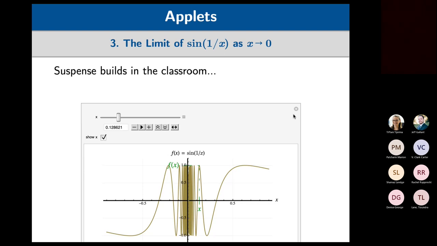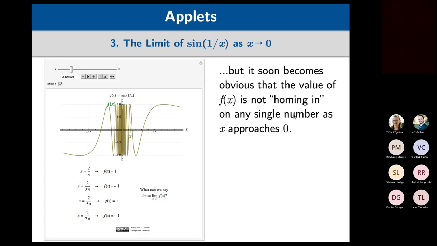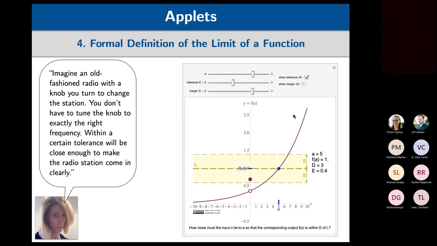As we're talking, suspense builds. And it soon becomes obvious that the value of f of x is not homing in on any single number. Of course, f of x, as x gets close to zero, is moving very quickly. And they can see that developing as we're talking. We then move to an applet that demonstrates the definition of the limit.